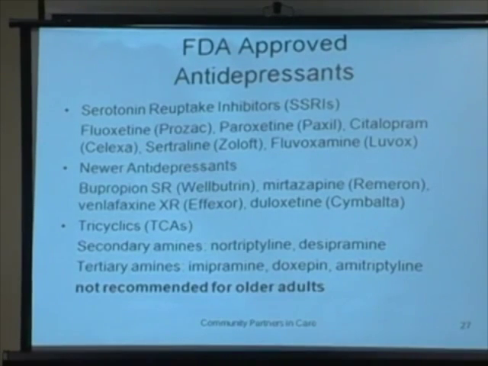There are the newer antidepressants. Well, they're actually not so new anymore, like Wellbutrin or bupropion, mirtazapine or Remeron, venlafaxine or Effexor, and duloxetine or Cymbalta. And then there are tricyclics, like imipramine, doxepin, desipramine. So everybody knows these things. The TCAs aren't actually recommended for older adults, and I think most people will stick to the SSRIs or the newer antidepressants.